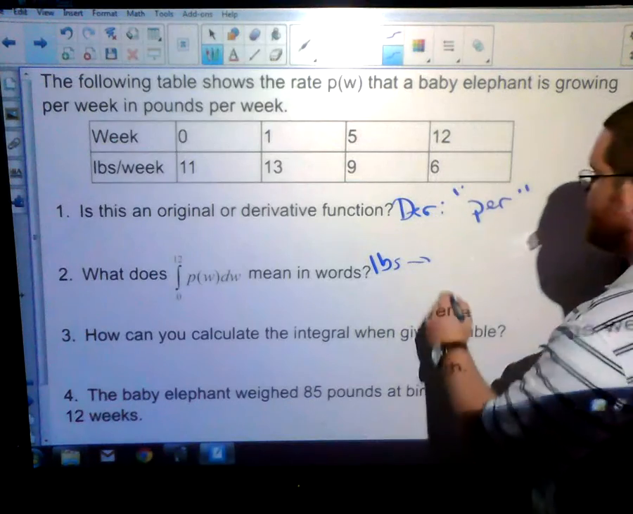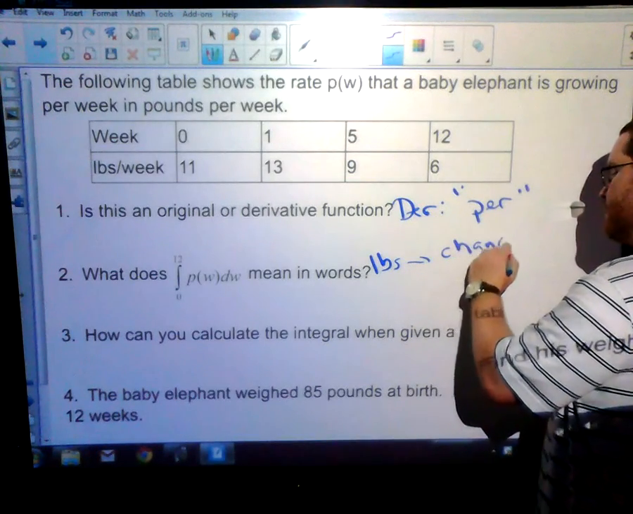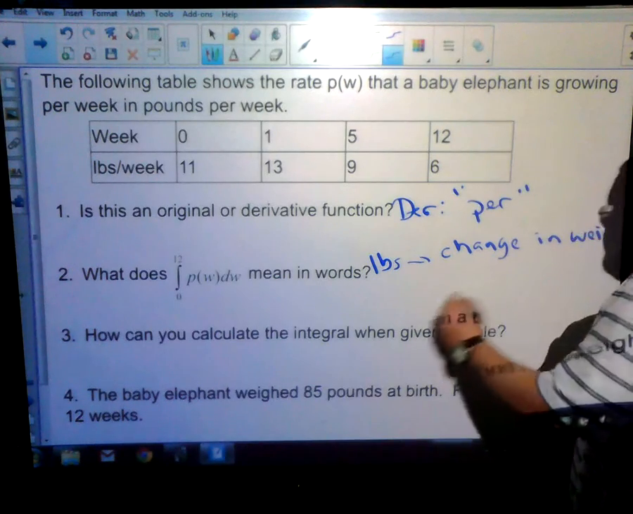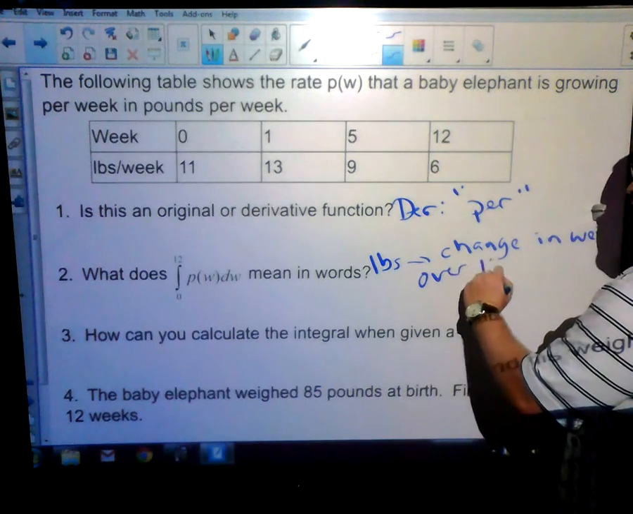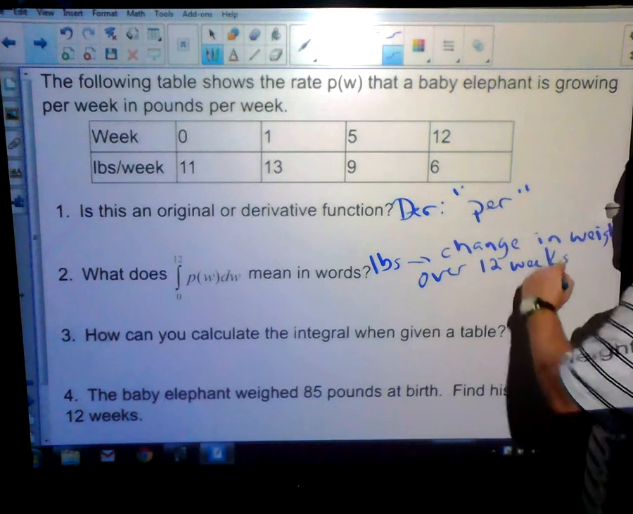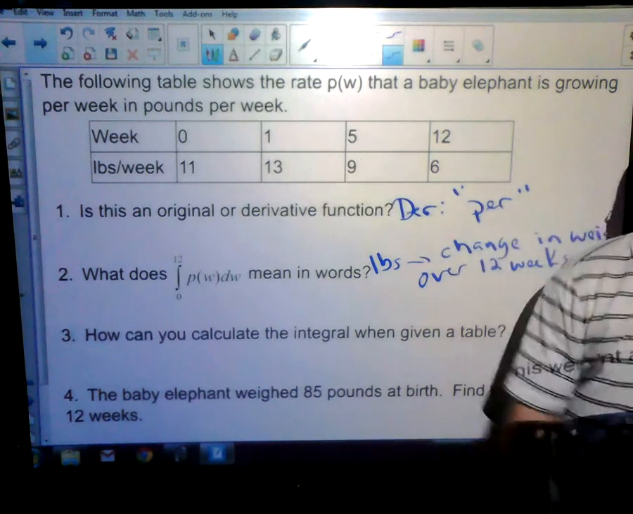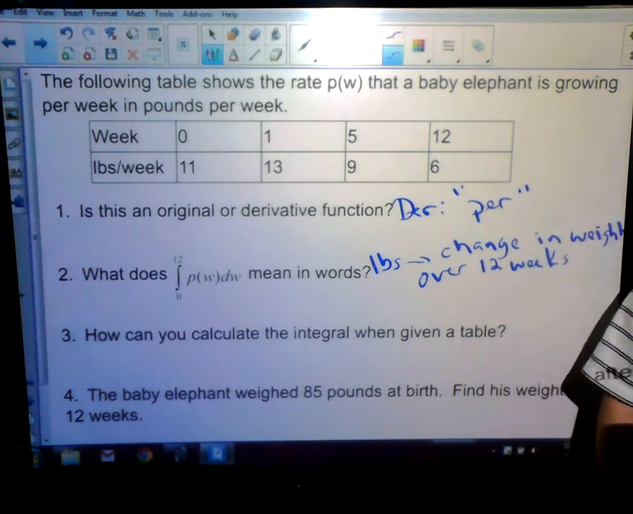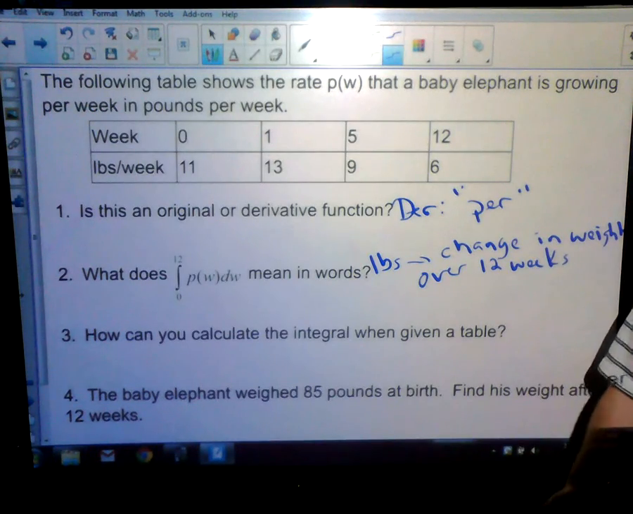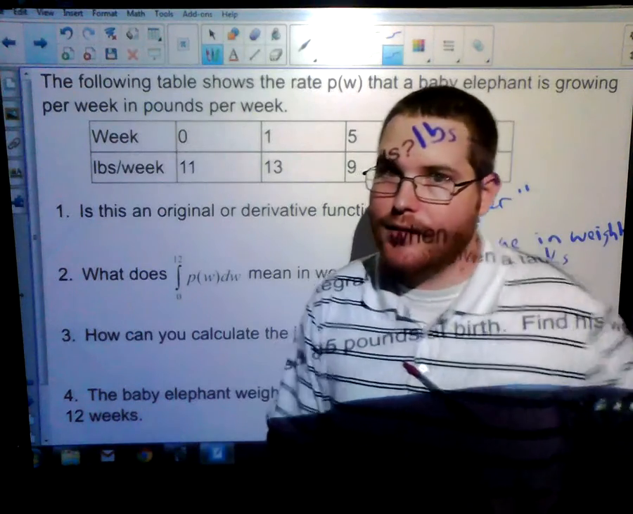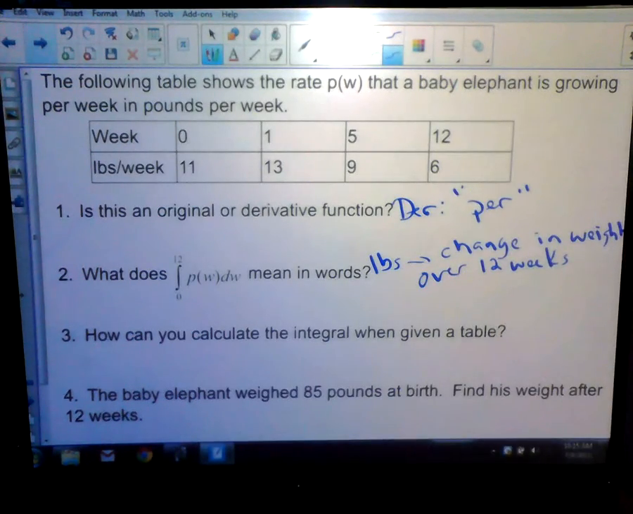What I can say is it's the change in weight over 12 weeks. Stick with change because you don't know if it's total or not. There are no negative numbers in the table, but there's gaps in the table. I don't know what's going on in week 2 or week 2.5 or week 2.65. Maybe he lost weight one day. We don't know. We can't guess, so we have to be specific. It's the change in weight over 12 weeks.